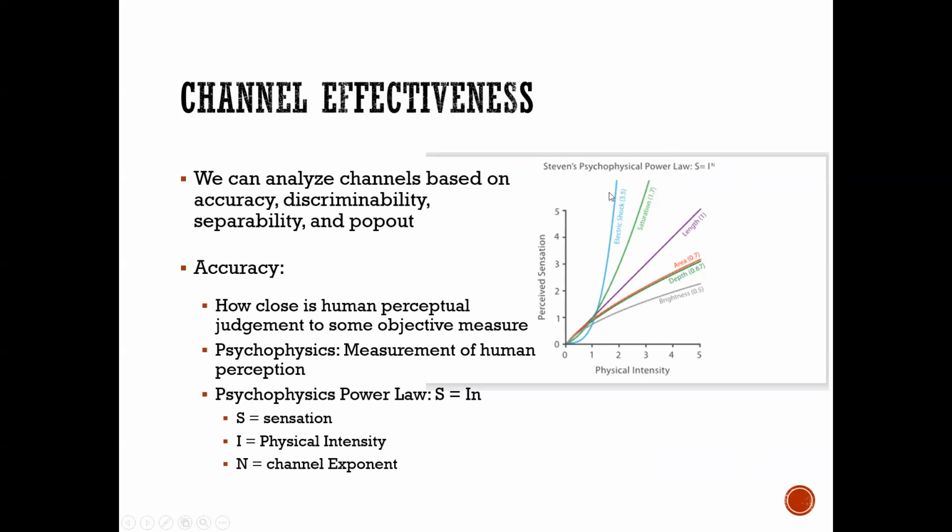This is Stevens' Psychophysical Power Law that basically allows us to look at the effectiveness of different channels. You can see in blue, electric shock is 3.5. Saturation of color is 1.7. Length is 1, area is 0.7. So again, a little bit more difficult to discern areas. Depth is 0.67, and brightness, oddly enough, 0.5.